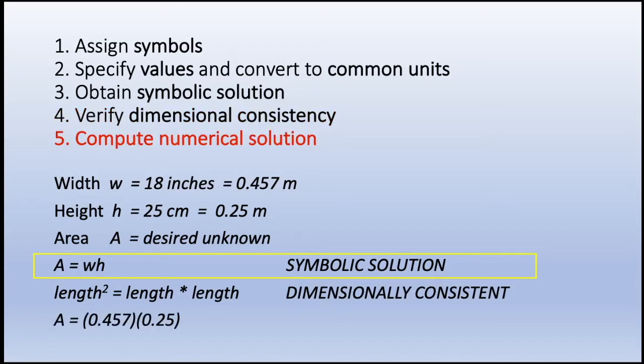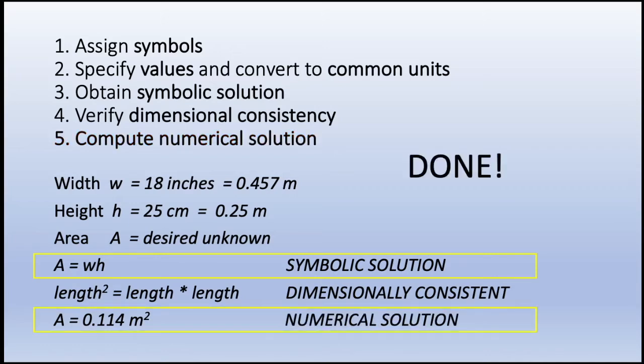The final step is to compute the numerical solution. We already have our width and height in a common set of units, meters, part of the SI system. So we know that if we plug in the values in meters on the right-hand side, we're going to get meters squared out of the left-hand side. So we just have to put in 0.457 times 0.25, do the calculation on our calculator, and get 0.114. And we know that that's in meters squared. And so that's our numerical solution. And between a symbolic solution above and a numerical solution below, we're done with that problem.